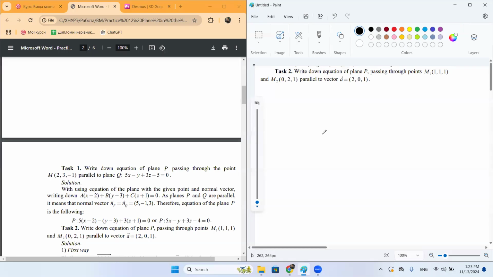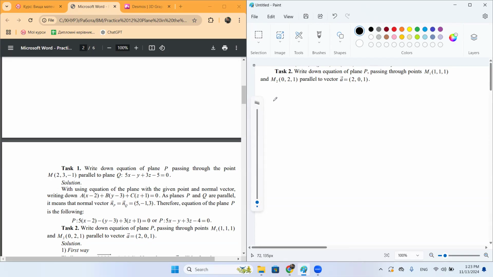So what we need is to write down the equation of the plane P. We have only 2 points. That's not enough because we can draw an infinite number of planes through 2 points. Also, we don't have a normal vector. So first of all, we need to find the normal vector of this plane.